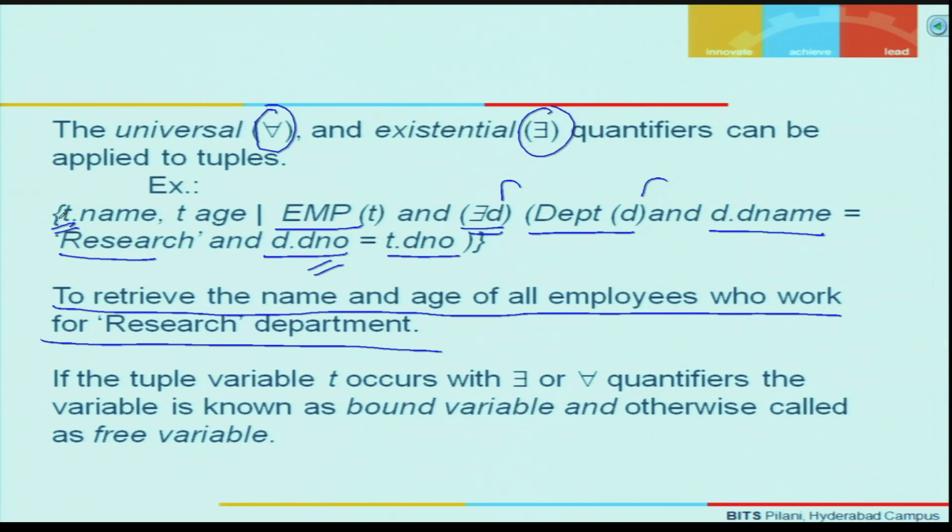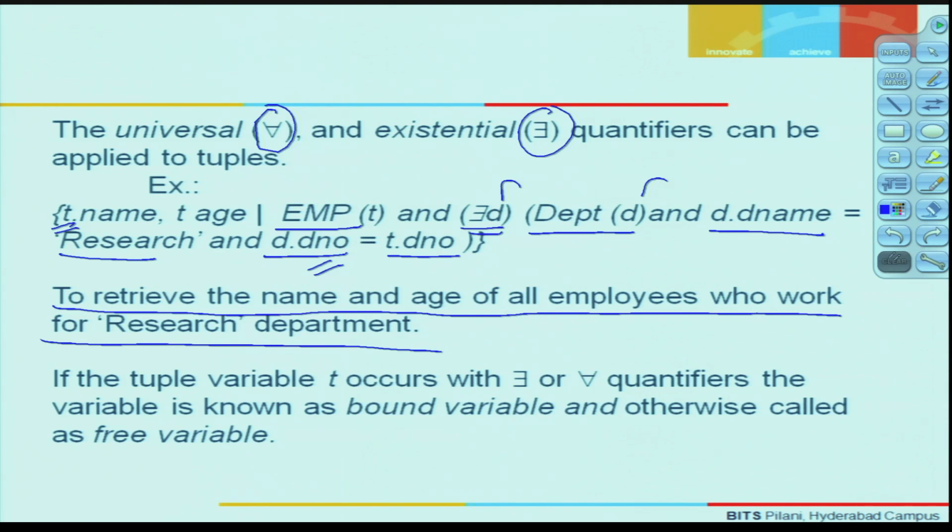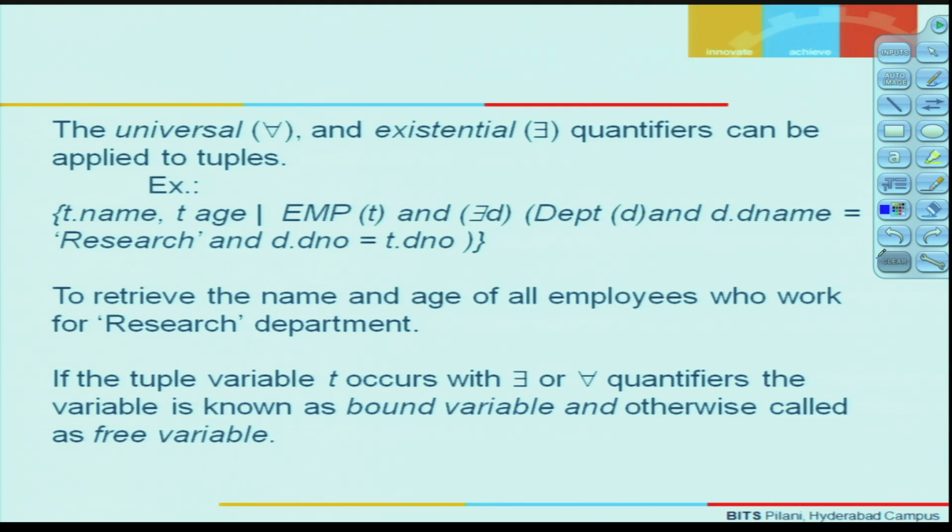And here you can appreciate the use of the quantifiers. We can use existential quantifiers and universal quantifiers. If a variable is associated with an existential or universal quantifier, it is called a bound variable. Otherwise, it is called a free variable. In this particular example, which tuple variable is bound to some quantifier? D is a tuple variable which is bound to the existential quantifier.